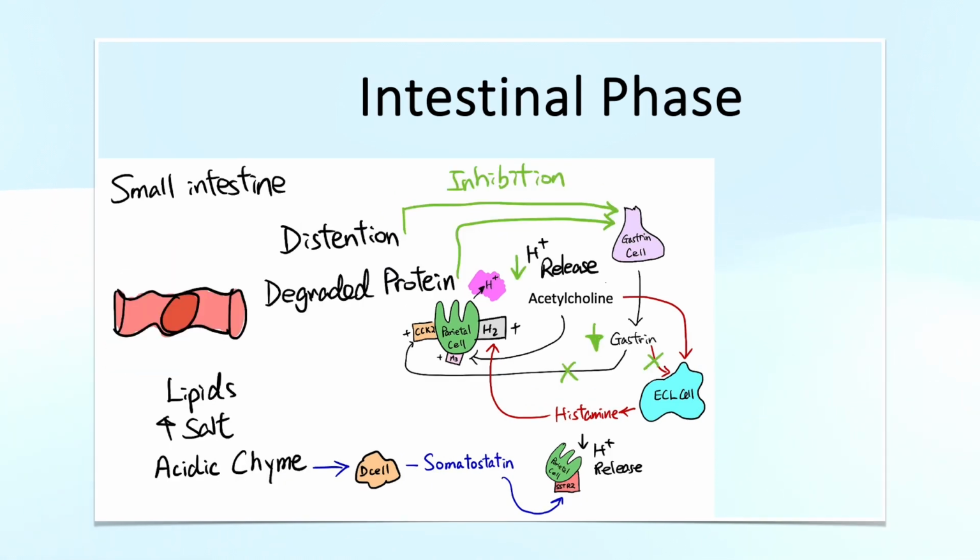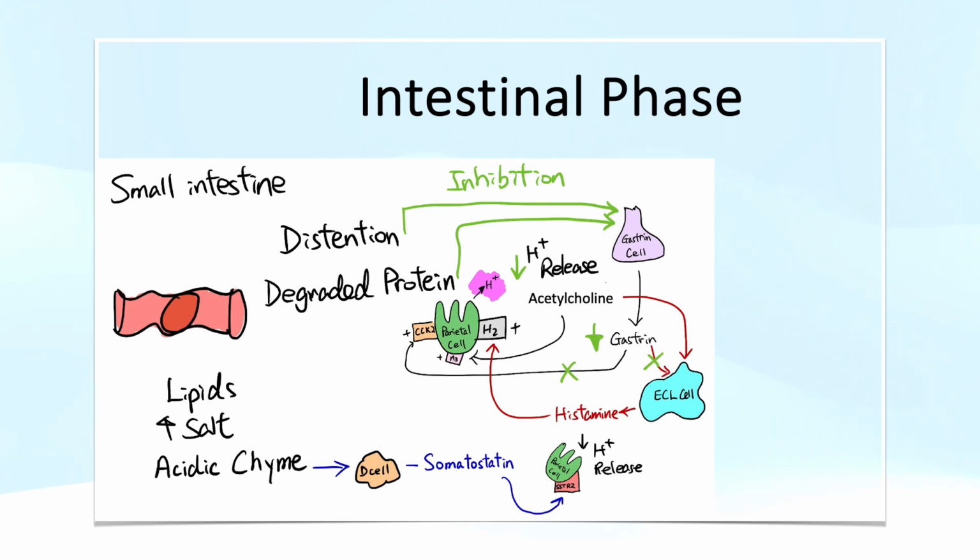And finally, the intestinal phase of digestion occurs in the small intestine and is primarily responsible for regulating the rate of digestion and absorption of nutrients. It begins when partially digested food or chyme enters the small intestine from the stomach. When food enters the small intestine, it exerts an inhibitory effect on the release of gastrin. As gastrin level decreases, there is a subsequent reduction in stimulation to both parietal cells and ECL cells, leading to a decrease in the secretion of gastric acid.